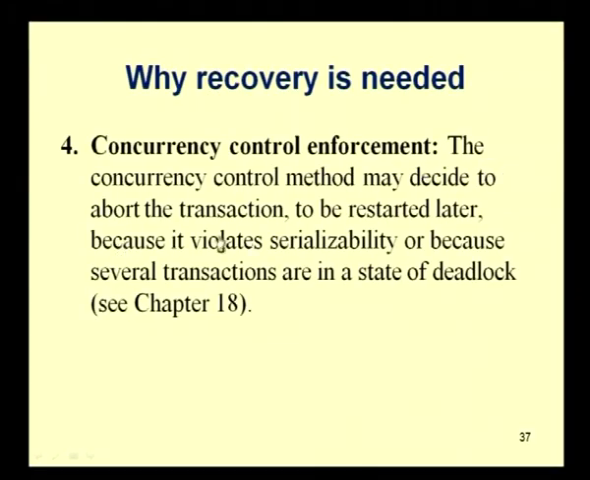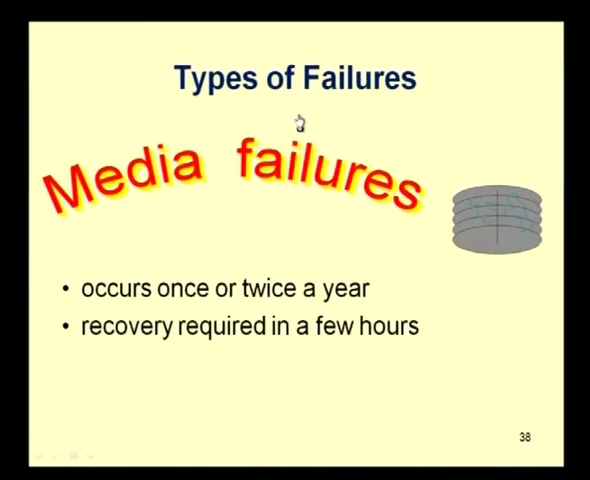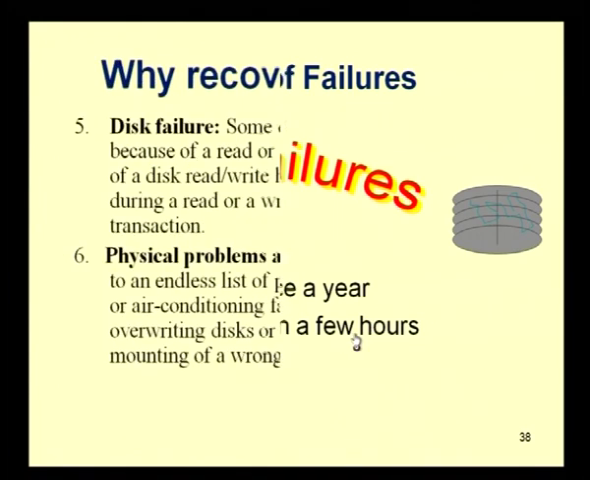And then concurrency control enforcement. The concurrency control method may decide to abort the transaction to be restarted later because it violates serializability or because several transactions are in a state of deadlock, which we will see later. The next type of failure is media failure. This occurs once or twice a year. Recovery requires a few hours. For example, the disk may fail and so on.